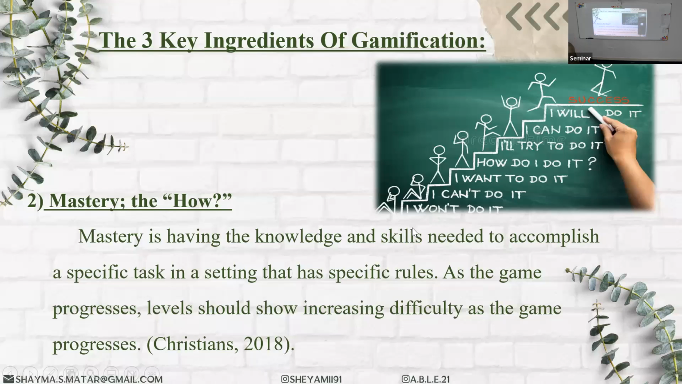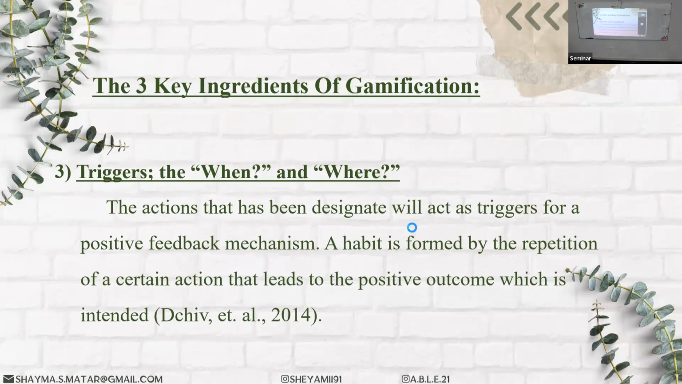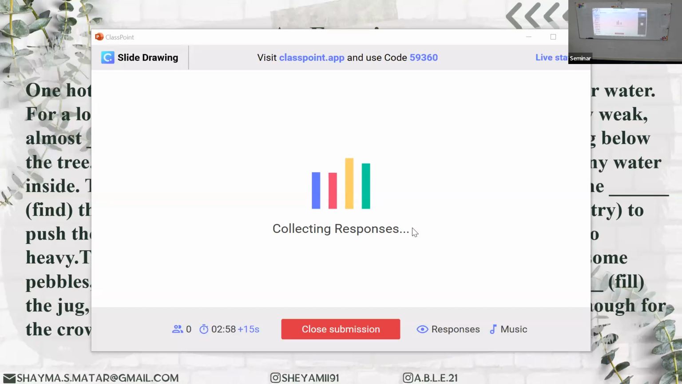So what will the student get if you are giving them tasks? They must have something to work on, or you have to give them something to let them keep on working. Let's discuss number three first, and then I'll tell you what I have done with my students. So number three is the trigger, which is the when and where.